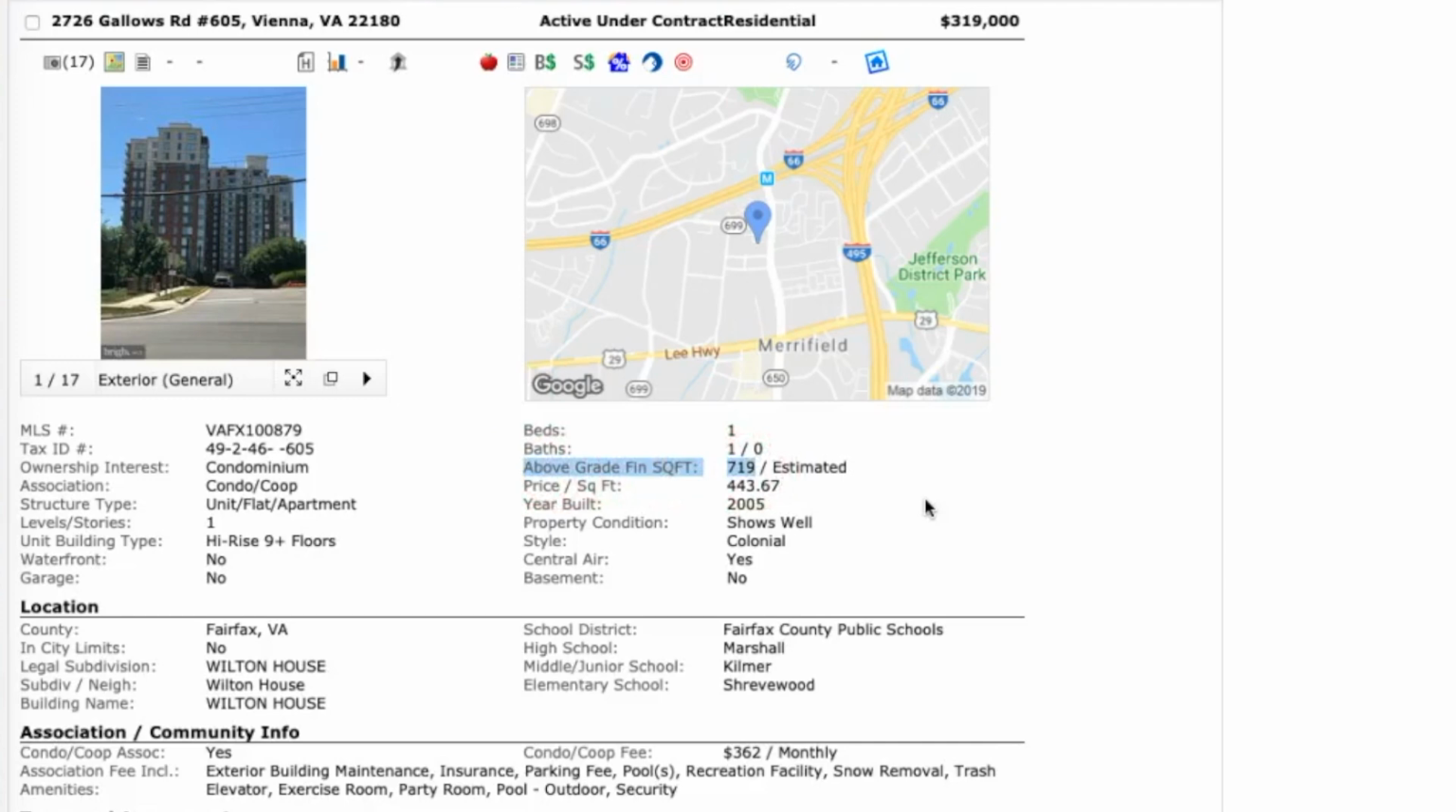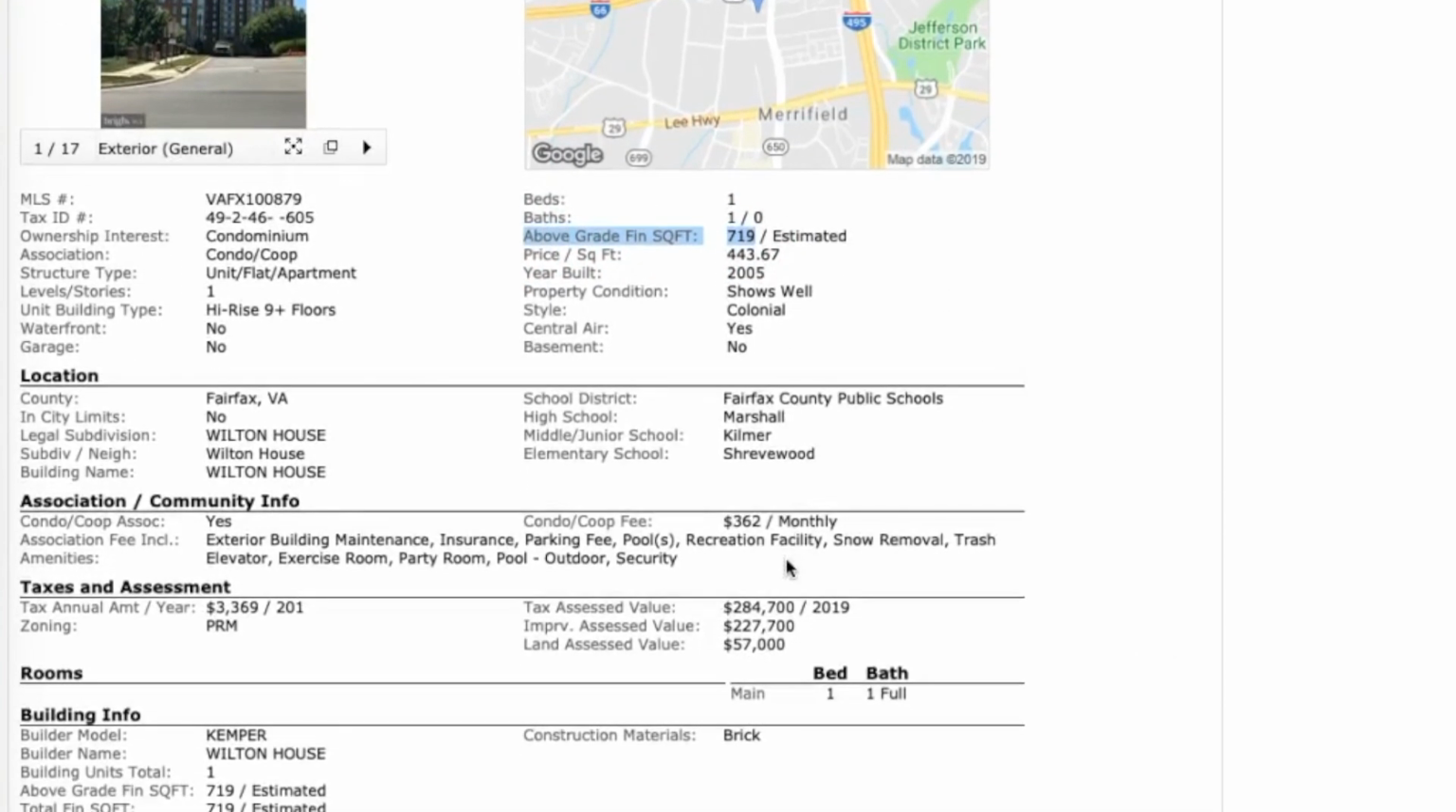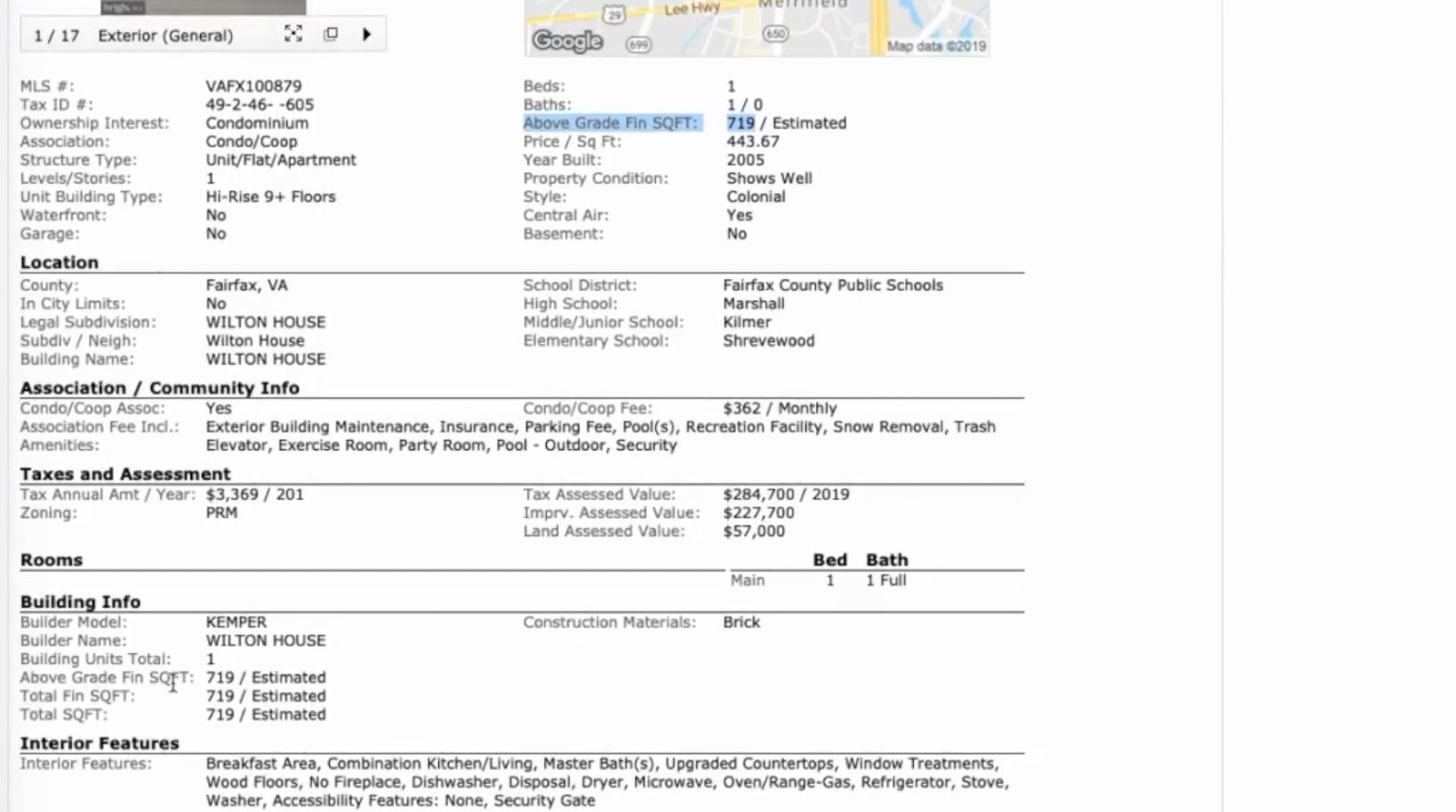Many properties have 2 or 3 different square footage numbers, and it's very confusing. In general, our tax assessor counts the square footage of a house, the above grade square footage. That's the taxable living area. If you go down here, there's also finished square footage and total square footage. These are all very confusing, and this happens to be a condo, but in other properties, such as a house, these 3 numbers would all be different.